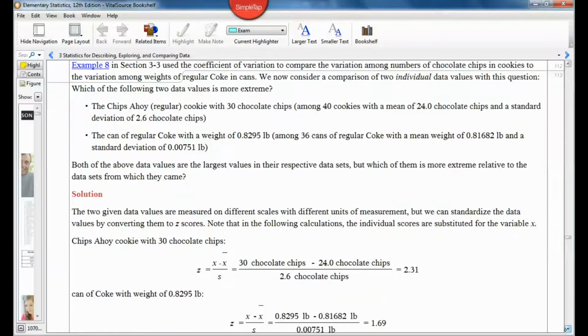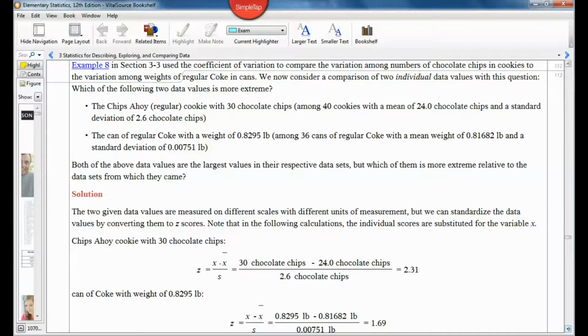So that's what they're doing down here with the given information. First, they're looking at the chocolate chip cookie with 30 chocolate chips. The 30 chocolate chips, that's the x in the formula. Minus x bar, that's the mean. How many chocolate chips on average did each cookie have? It was 24.0. The standard deviation for the set of data was 2.6. And they come up with a z-score of 2.31.